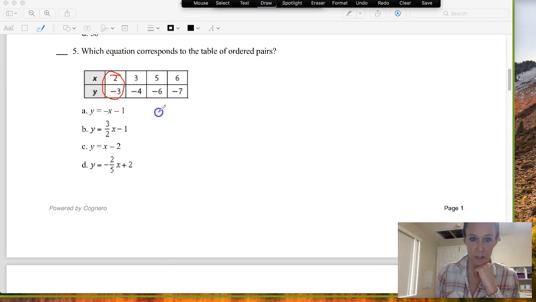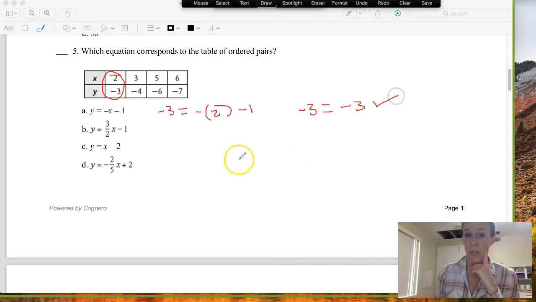So it would look like this. -3, our y value, equals, and then the x value goes in here, so 2. And don't forget that negative on the outside, negative x, and then minus 1. So is this true? Does negative 3 equal negative times the 2, which makes negative 2, minus 1, is negative 3. It is true.